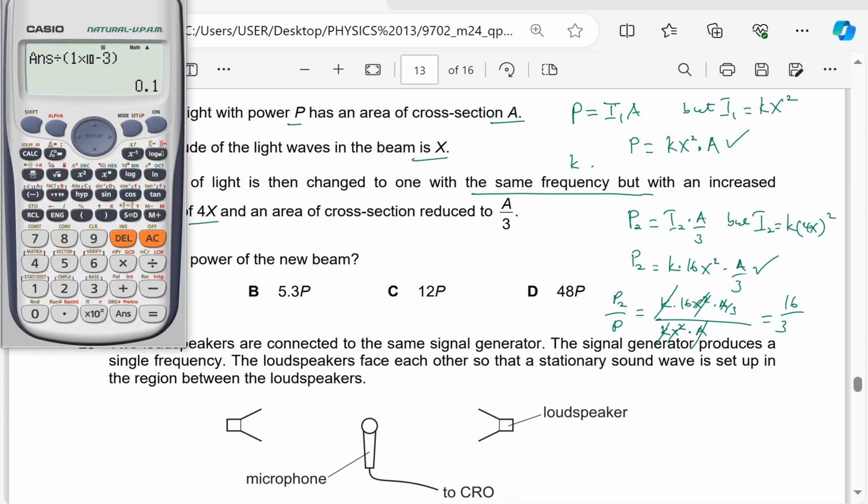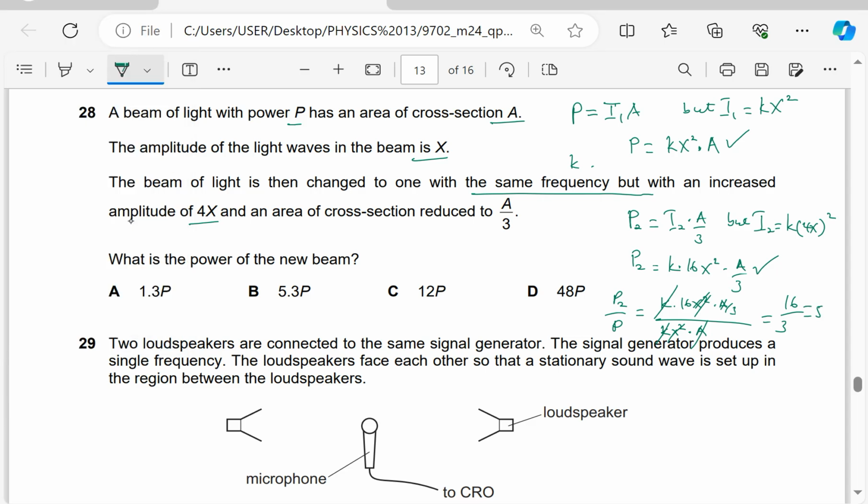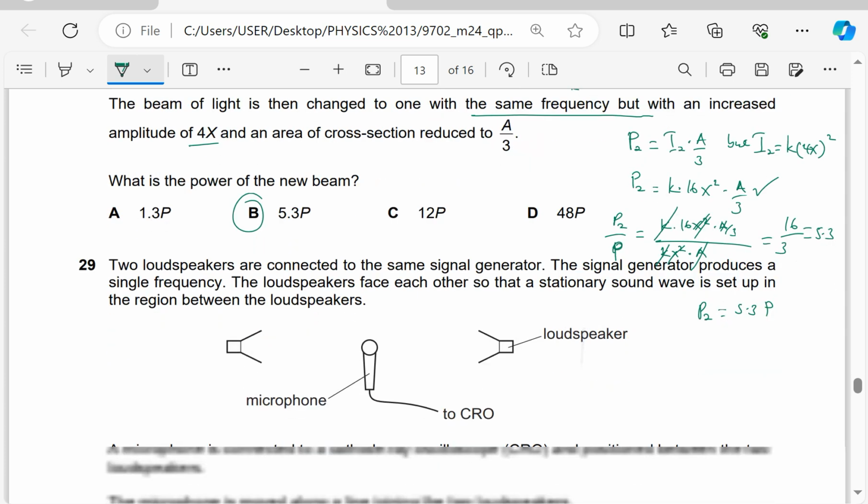Let's check. 16 divided by 3, that's 5.3 recurring. So it means P2 is going to be 5.3 times P. I take this P to the right hand side. So the answer is B.